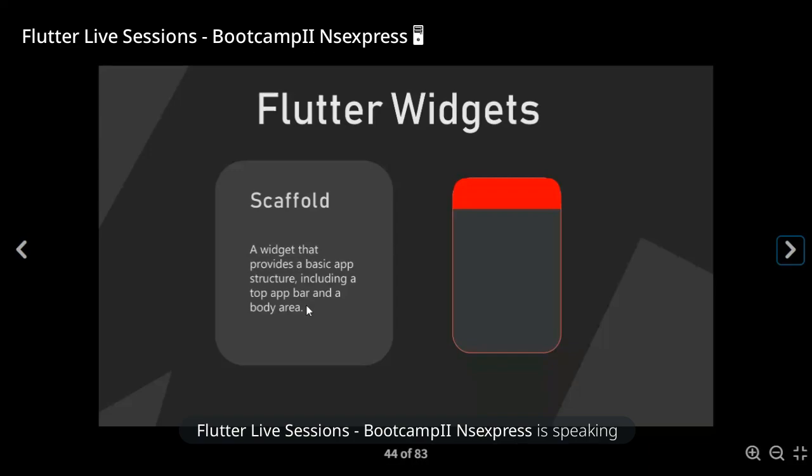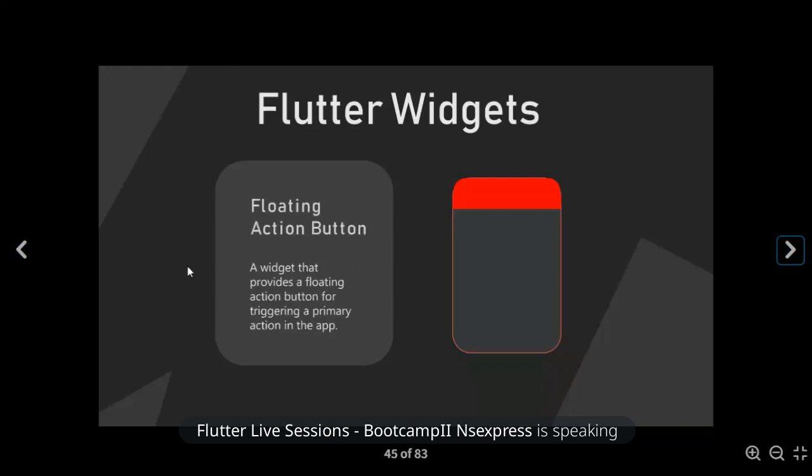I talked about safe area the other time, so we'll talk about that later, the function of safe area. Scaffold provides a basic app structure, so that means app bar also will be a child under what? Under scaffold. Every other widget will be a child under scaffold.